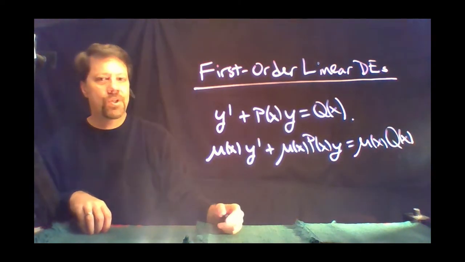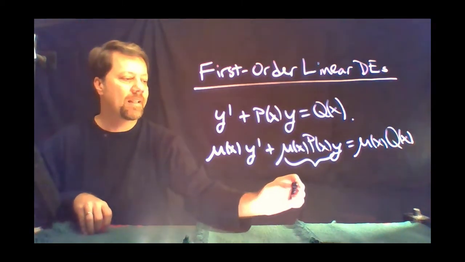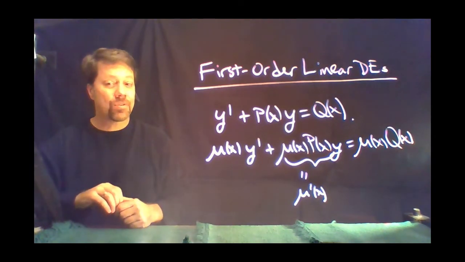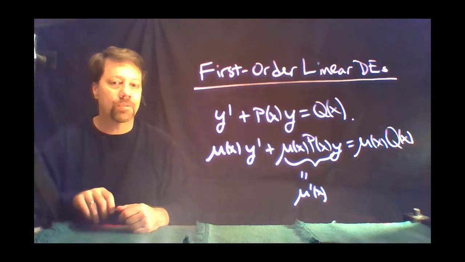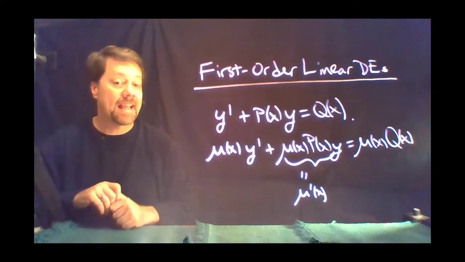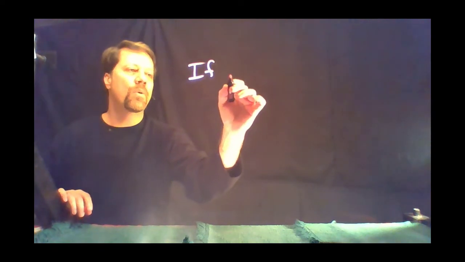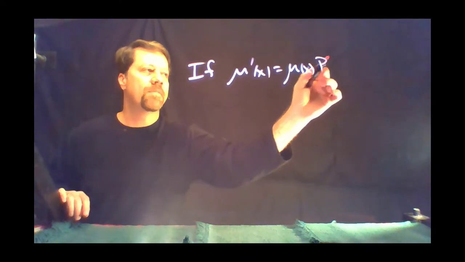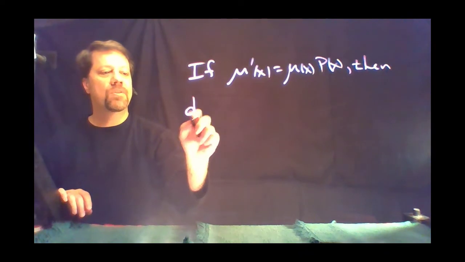We want to choose this function mu so that the coefficient of y is equal to mu prime of x. If that's true, then the left-hand side very much looks like the outcome of a product rule: derivative of the first times the second plus the first times the derivative of the second. If we choose mu so that mu prime of x is equal to mu of x times p of x, then the differential equation reduces to the following.